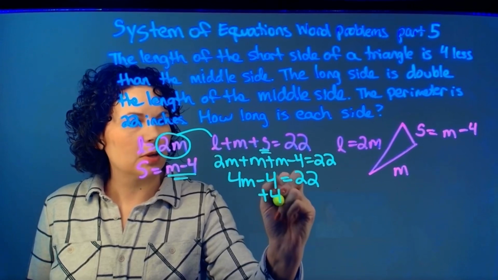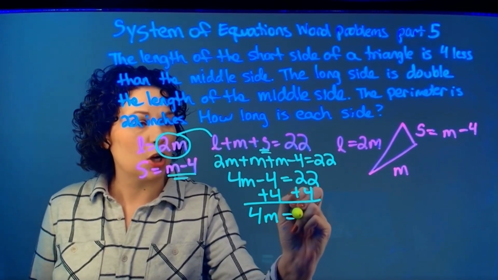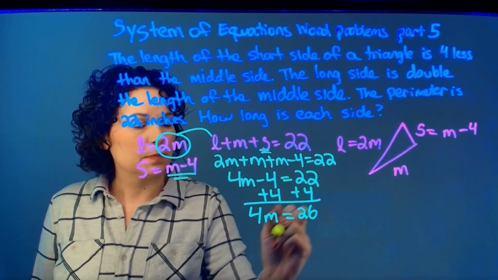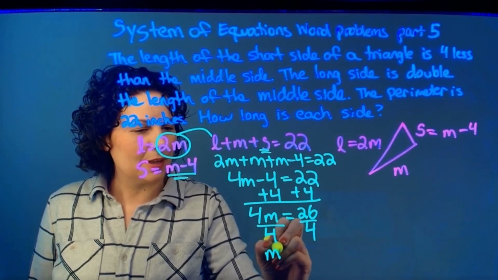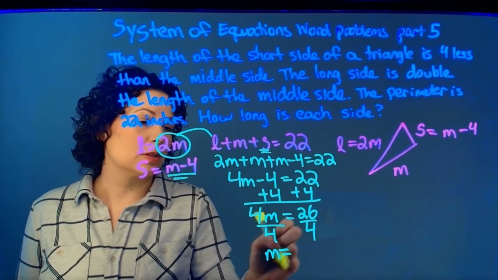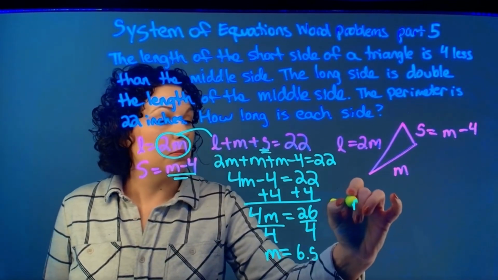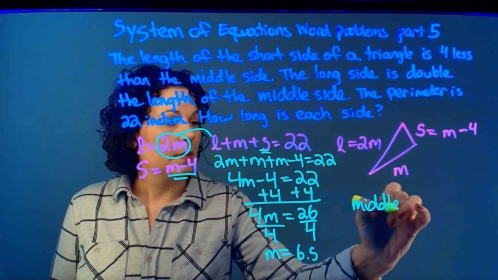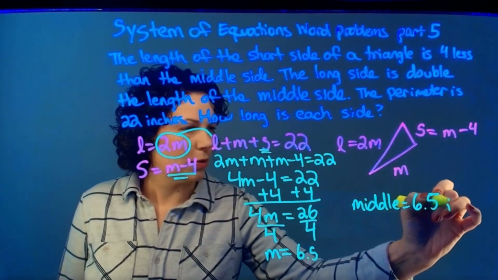We're going to add 4 to both sides. And I'm going to go ahead and warn you, this is going to be a decimal, but that is okay. Then we divide that by 4. And m equals, if I divide that by 2, it's 13. And then divide by 2 again, that's going to give me 6.5. So the middle is 6.5 inches. Don't forget your units.